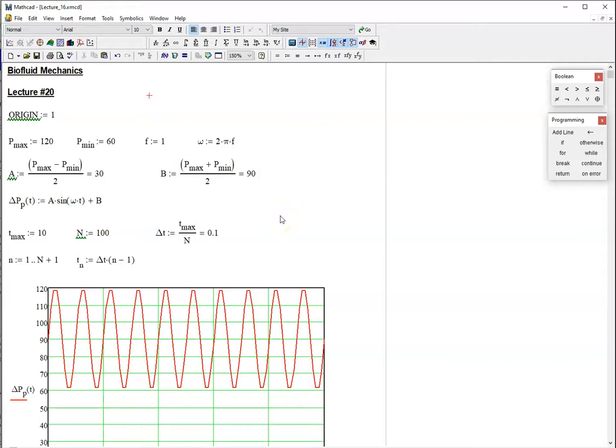So here's the lecture number 20. Again, we start with origin equal 1. As we have been doing for the last few lectures, to account for arrays starting at position number 1 instead of position 0. Let's assume that the pump has the same form as before. It's a sinusoidal wave in an offset or shift. So we have an amplitude of 30 and an offset of 90, or shift of 90. Let's try to find the solution after 10 seconds, and let's start with a time step of 0.1. Only 100 delta t's between 0 and 10 seconds.